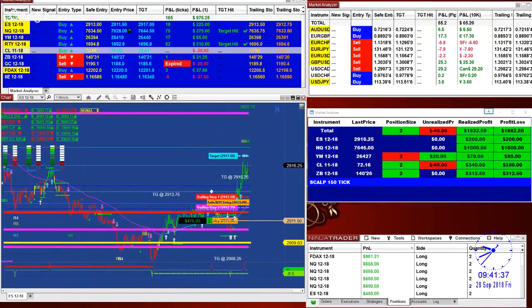For each one of them, you get the entry and the target. On the pullback re-entry, you get those numbers. Then you have the P&L based from the last entry signal. And then you have the P&L and whether the target was hit or not. As an example, ES just hit the target.